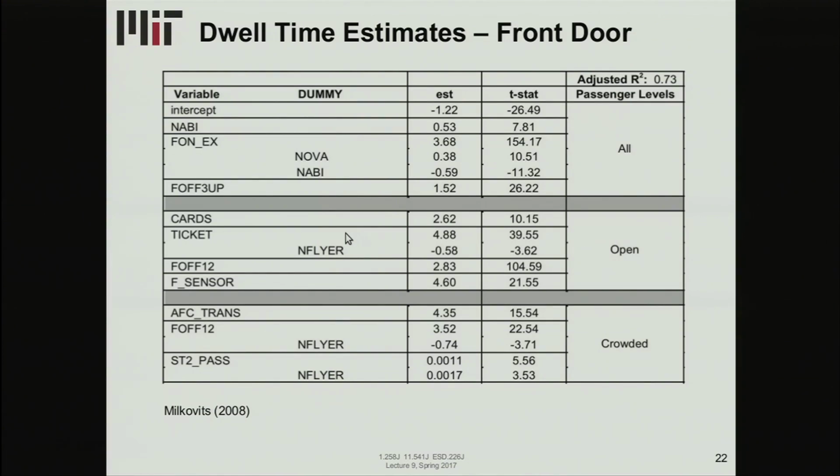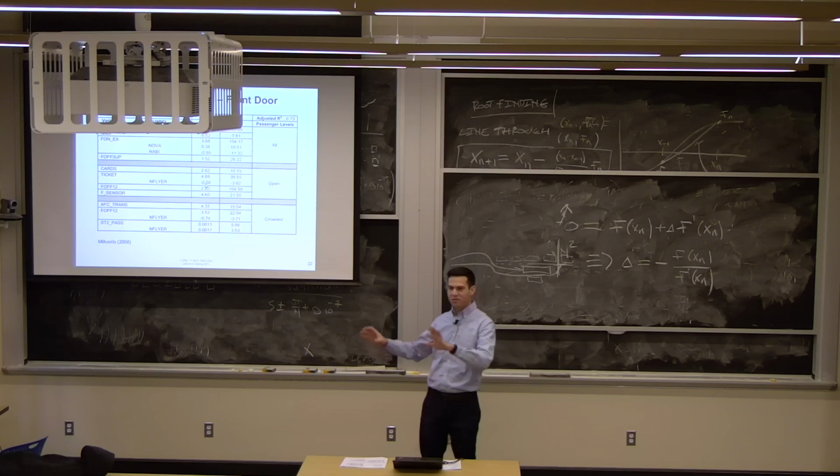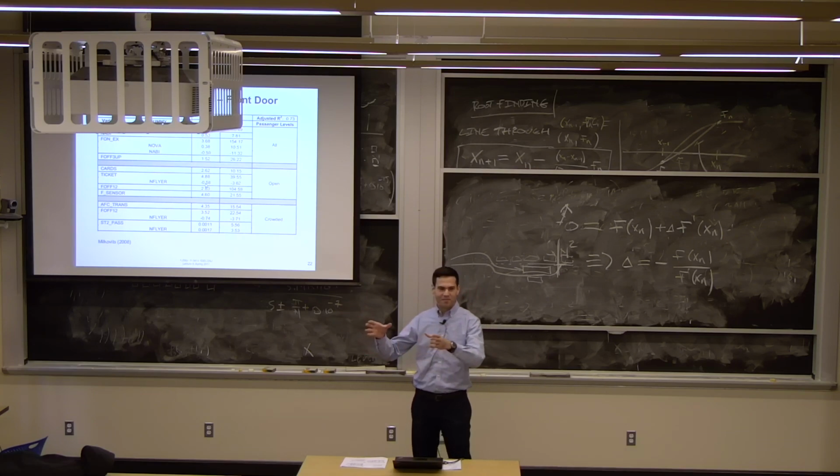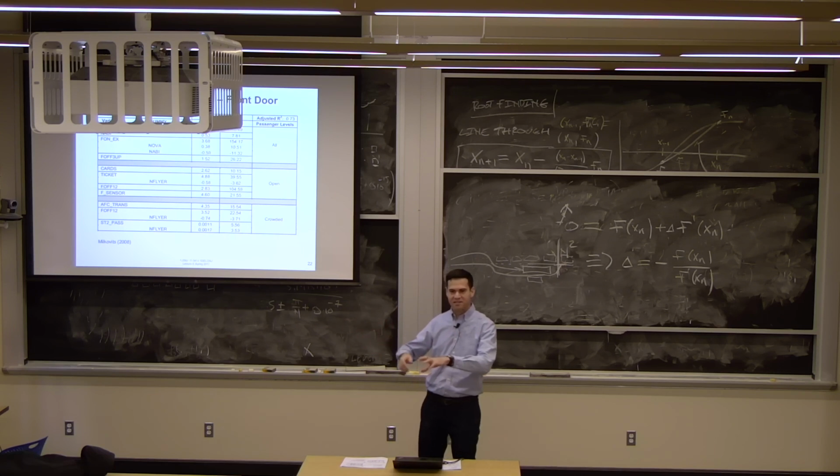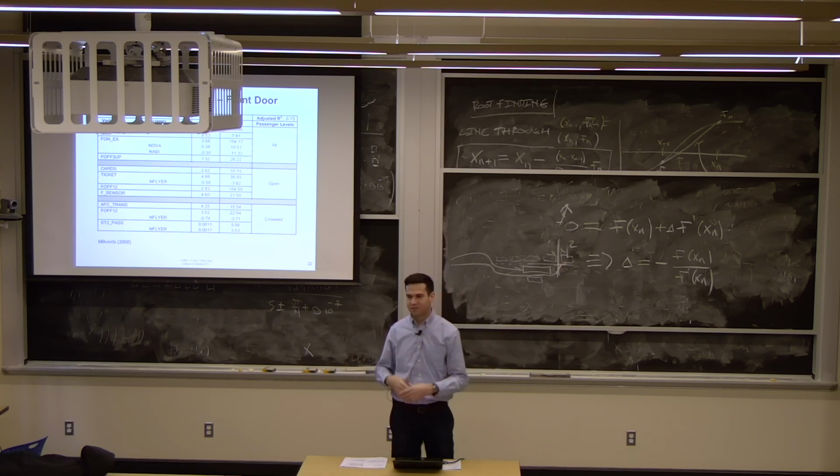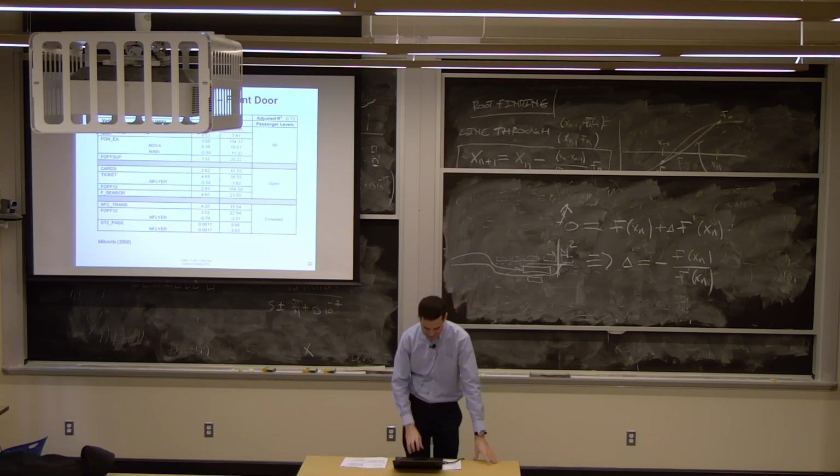When it wasn't crowded, cards were about 2.6 seconds effect for boarding per passenger. Tickets were about 4.8, so almost 2 seconds slower than smart cards. And New Flyer tickets were not quite as long as tickets everywhere else. So this is the bus that had pretty wide doors, and the fare box was placed in a better way so that people could tap in as they went in. So you have a small advantage there.